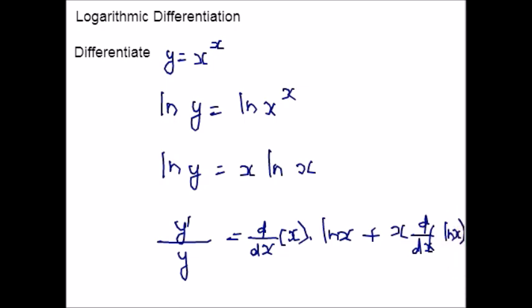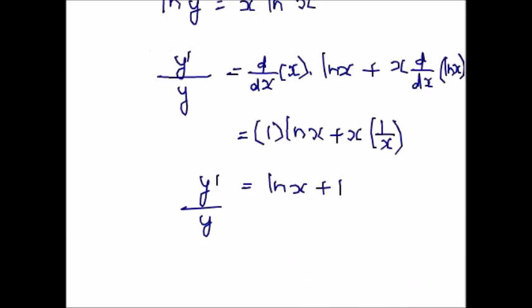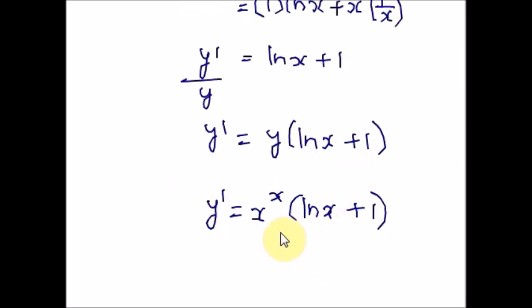The derivative of x is 1. In the same way, you find the derivative of ln of x. 1 times anything is the term itself. x times 1 over x is 1. So we get ln of x plus 1. Cross multiply, so y dash equals y times ln of x plus 1. And now, in the question we had y equal to x raised to x, so we substitute that back in place of y. That's it for this example. This is how we do the differentiation of any logarithmic function.